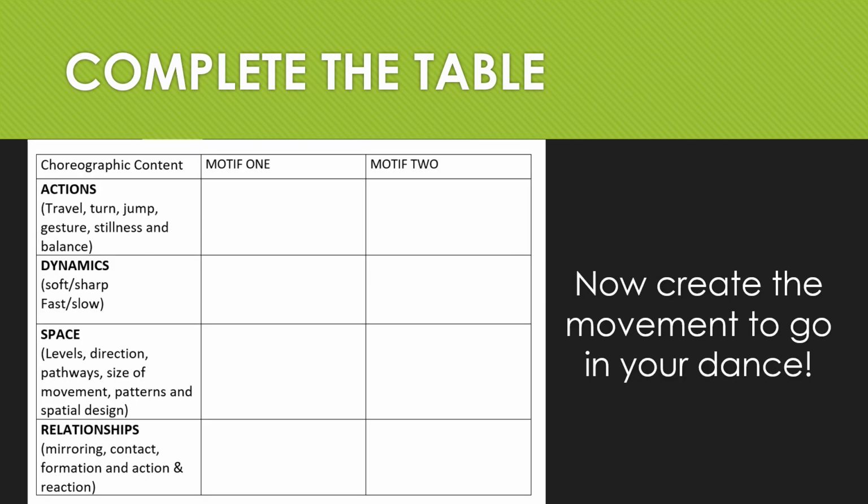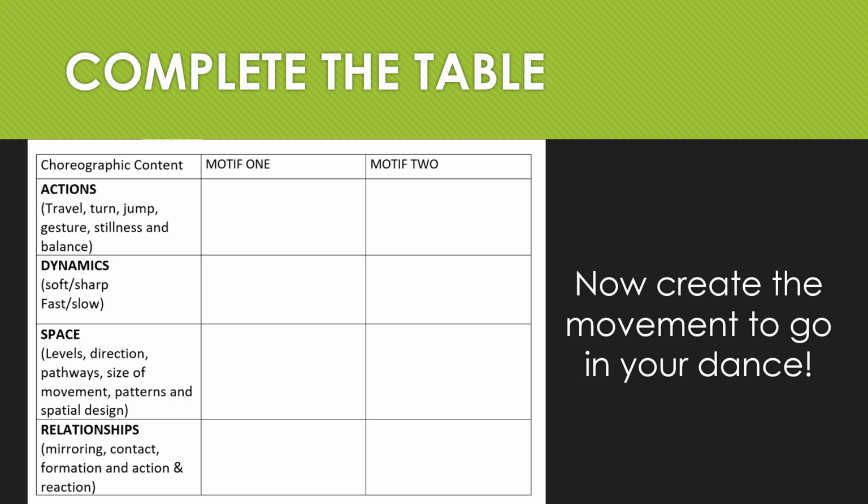So you have now completed the whole first side of the table. So now we need the movement to go with this dance. So we have the 4 categories down the side. So we have actions, dynamics, space, and relationships. And you can see from the columns that we are creating 2 different motifs. So think of motif 1, remembering that a motif is a short phrase of movement. So maybe 3 or 4 movements in each motif.